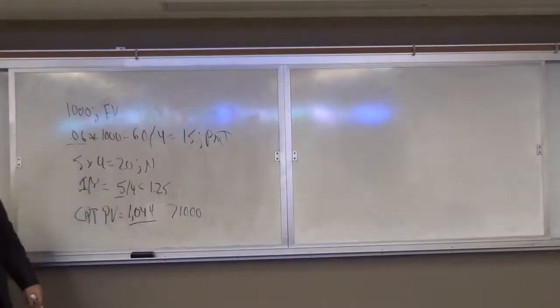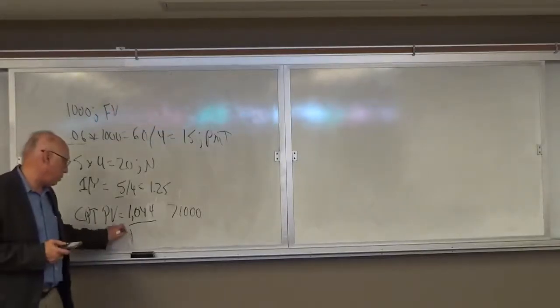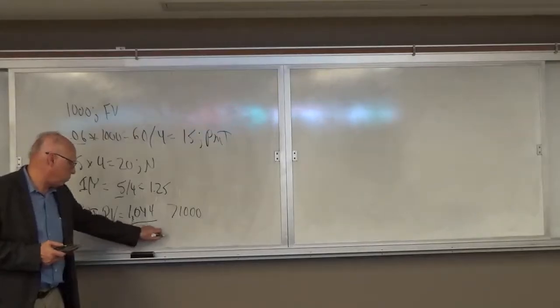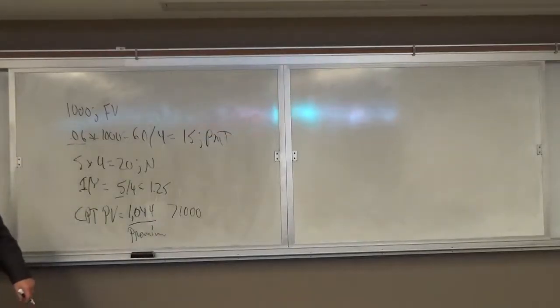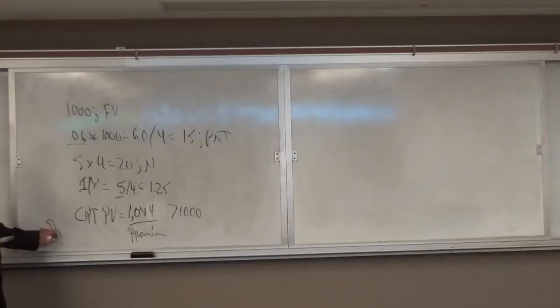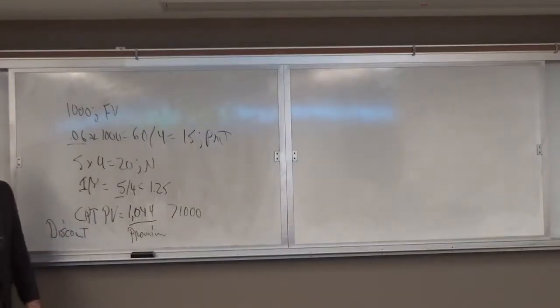All right. If the current market price of a bond is greater than 1,000, the bond is said to be trading at a premium. Premium. Okay? What do you call a bond that has a current market price below the par value? So less than 1,000, discount. Okay? So there you have it.